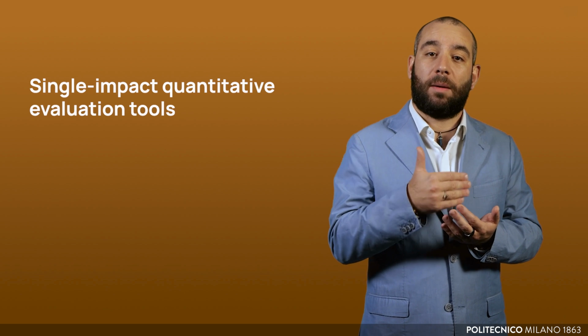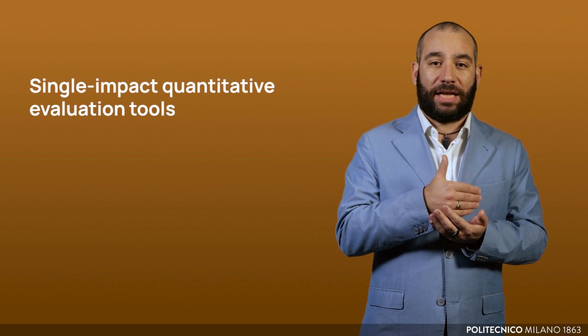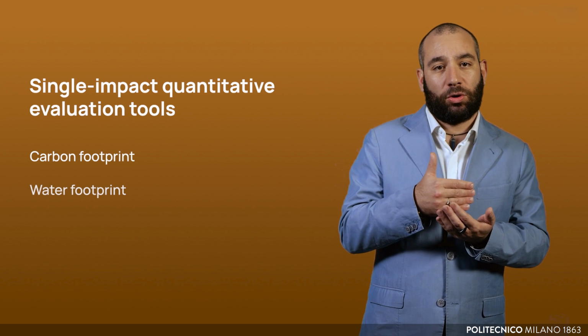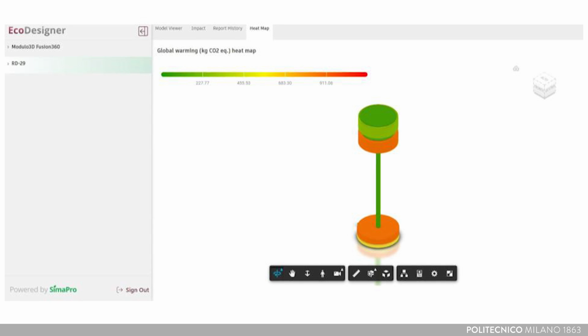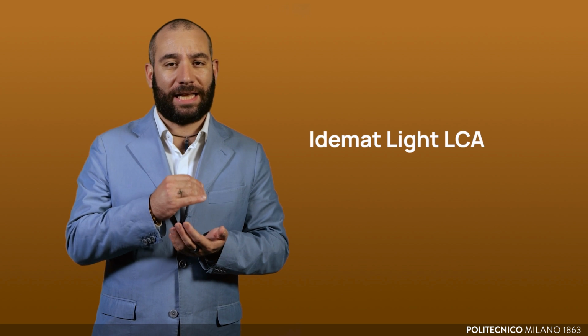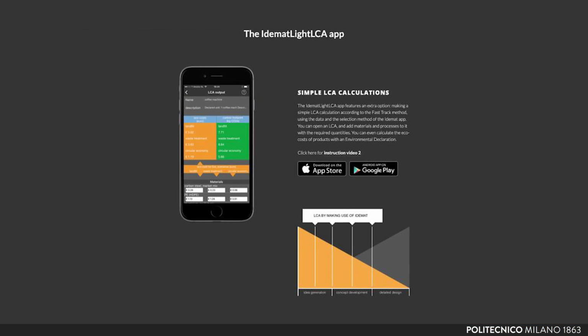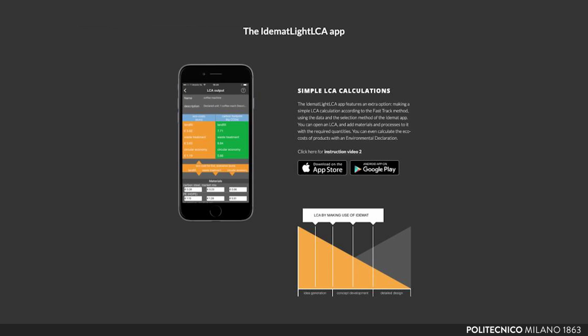There are also single-impact quantitative evaluation tools, which measure a single environmental impact indicator, such as the carbon footprint or the water footprint. An example is Ecodesign, a free plugin for Autodesk Fusion that allows you to estimate the carbon footprint of a product's components directly during the 3D modeling phase. Another free tool is IDEMAT Lite LCA, developed by TU Delft for measuring the carbon footprint, which is complemented by an economic indicator called EcoCost. Compared to multi-impact tools, single-impact evaluation tools provide only a partial view of the environmental impact and are therefore less suitable during the product design phase.